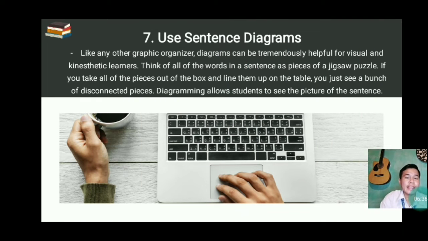7.1 is use sentence diagrams. Yes, like any other graphic organizer, diagrams can be tremendously helpful for visual and kinesthetic learners. Think of all the words in a sentence as pieces of a jigsaw puzzle. If you take all of the pieces out of the box and line them up on the table, you just see a bunch of disconnected pieces, right? So diagramming allows students to see the picture of the sentence.